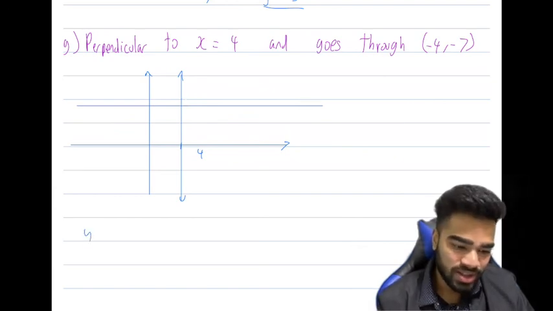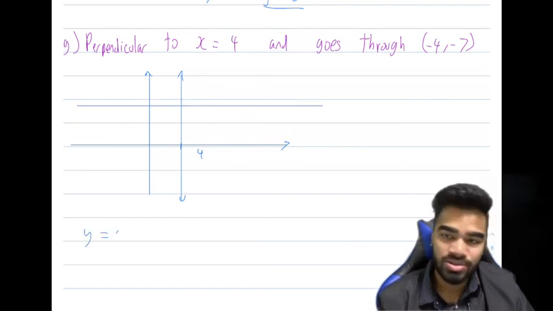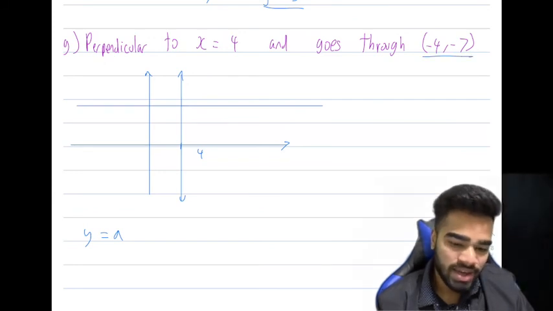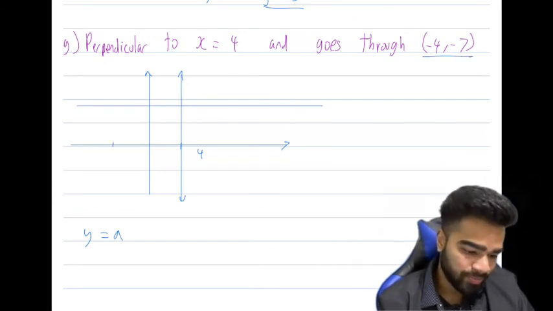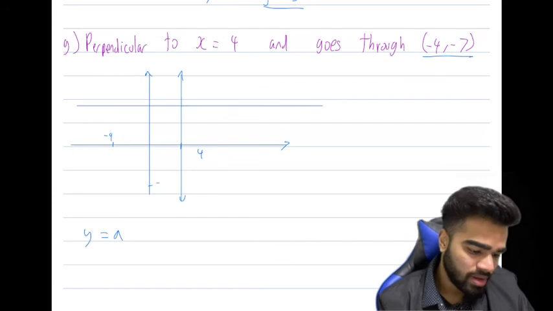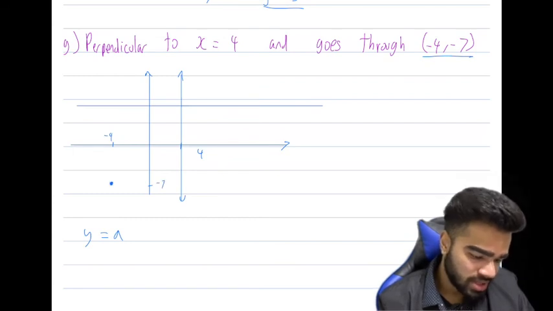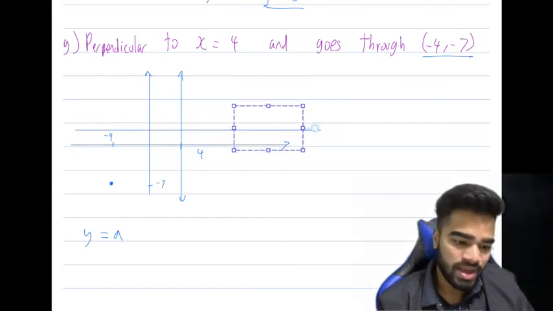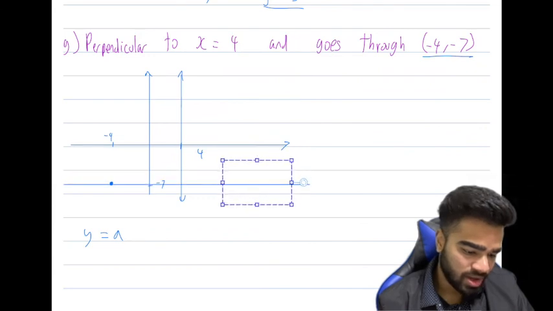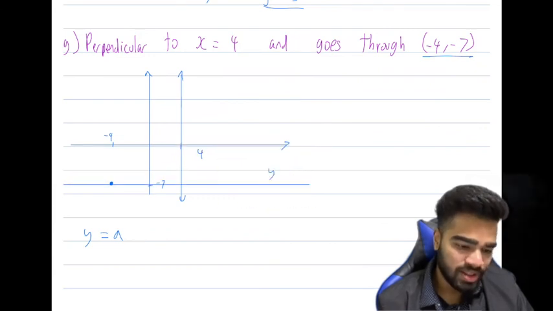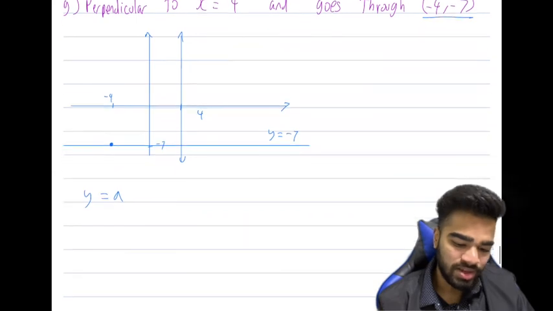And this horizontal line, so we know for a fact it's a horizontal line, so the equation is y is equal to a. It needs to go through -4, -7. So -4 is here, -7 is all the way down here, so it has to go through that sort of coordinate there. Then can you guess the equation of the line? Well, it's going to be y is equal to -7 graphically.